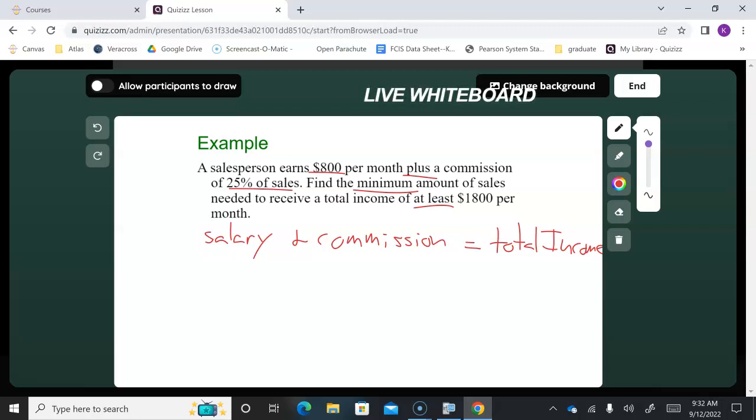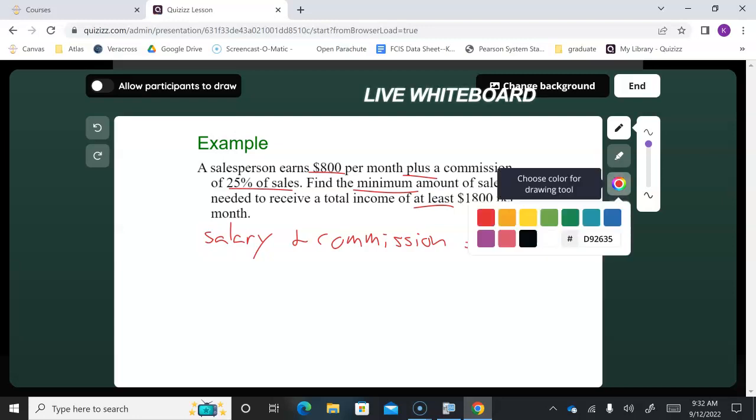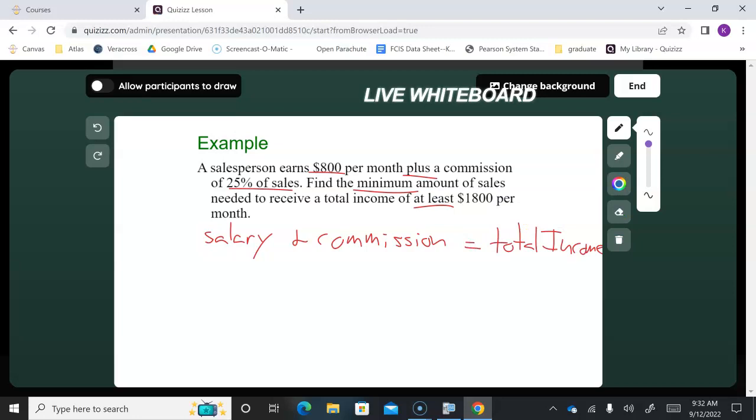It really is helpful in application problems if you can break down in words what your equation represents. Salary plus commission is total. With any type of word problem, if you can break down your equation in words, then you can fill in what each thing represents. So salary. What is his salary? 800. So I can replace salary with 800.